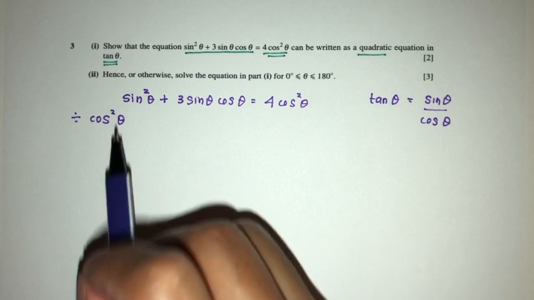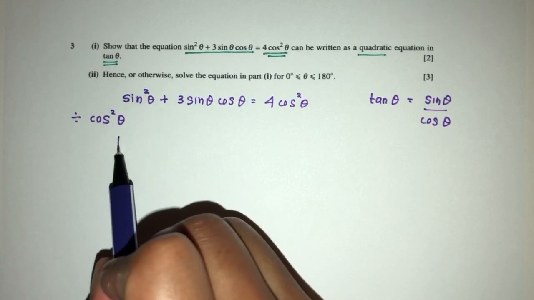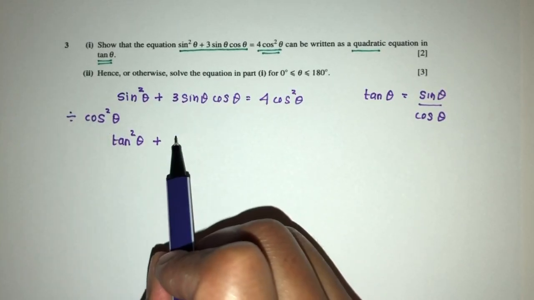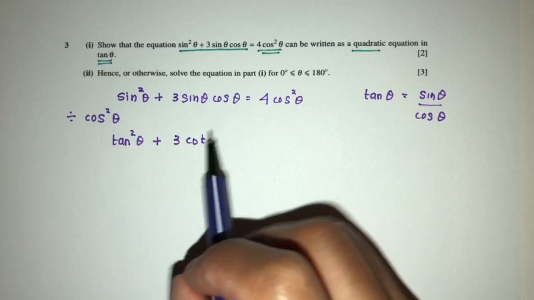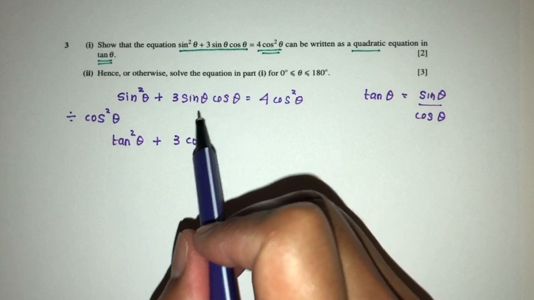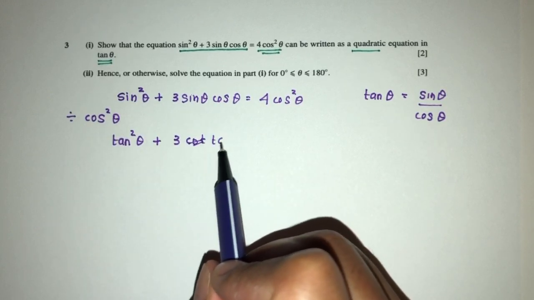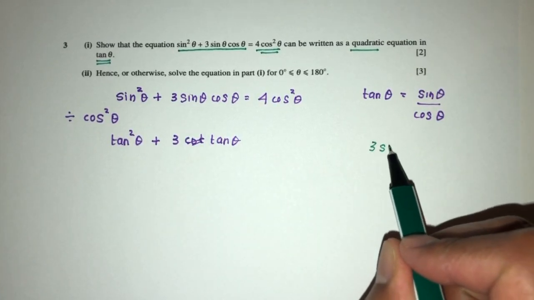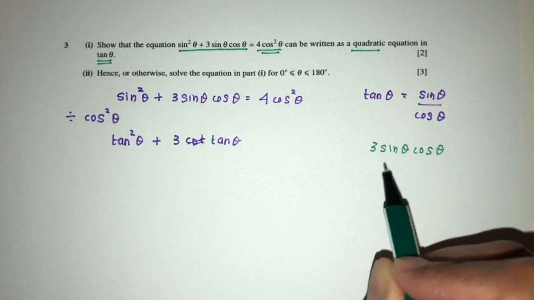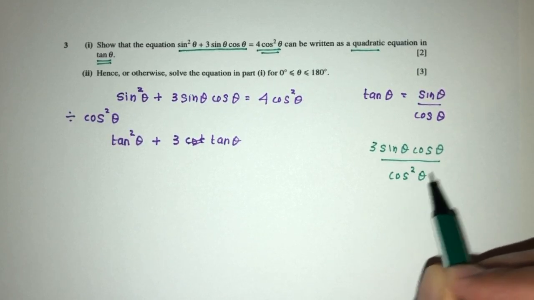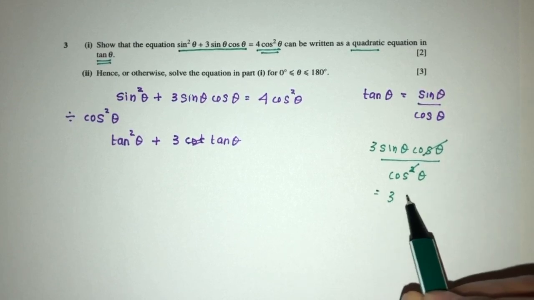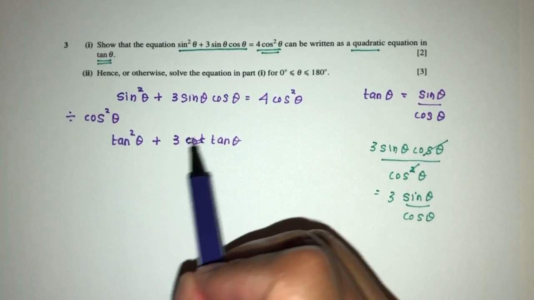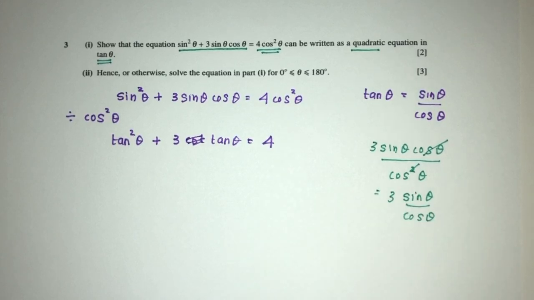Let's see what happens. Here you will have sine square theta over cos square theta, that will be tan square theta. Here you will have 3 sine over cos, it's tan, not cot, tan theta. So let me re-explain, sorry for confusing you guys. You will have 3 sine theta over cos theta divided by cos square theta, so this will cancel out with this. You will have 3 sine theta over cos theta, which is simply 3 tan theta. And then finally this will be just 1, which is 4, right?